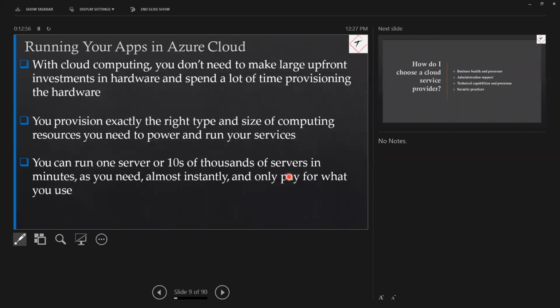So when you are using Azure Cloud, you do not need to make a large upfront investment in terms of hardware, and spend a lot of time on provisioning this hardware as well. You can exactly choose the right type and size of computing resources, and the power you need to run these resources and services. And also you can, in a matter of minutes, deploy thousands of servers if you need, and also scale it down instantly, and you only pay for what you use.